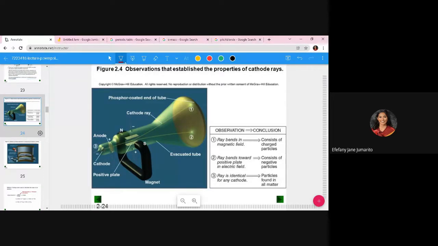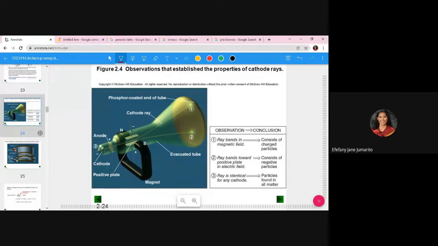So, I lost track. What are the basic laws we have? Law of definite composition. Law of conservation of mass. Okay, law of multiple proportions.